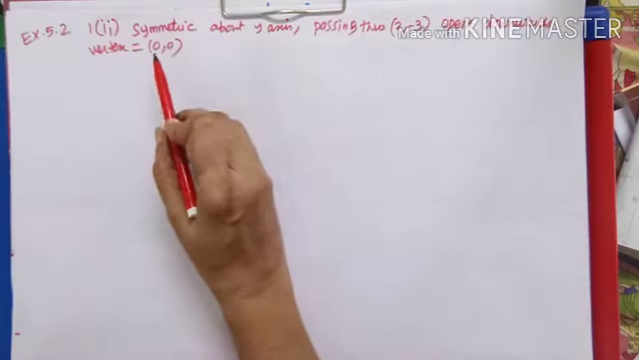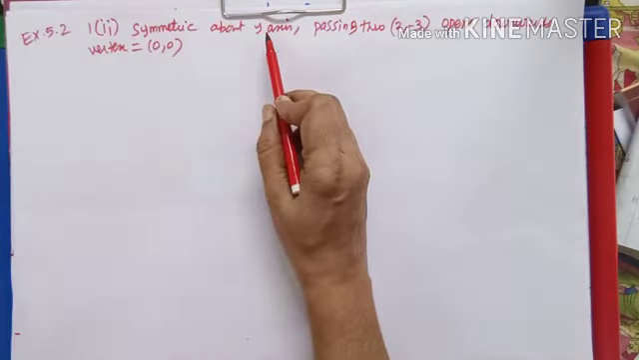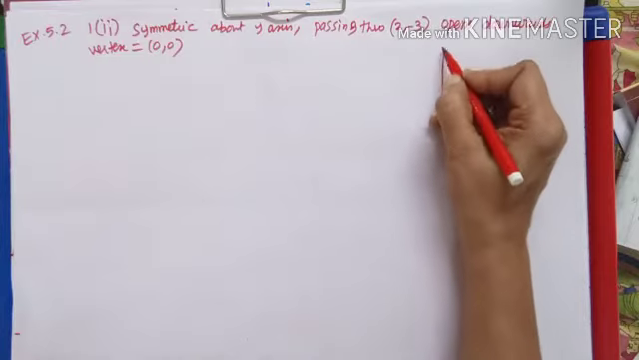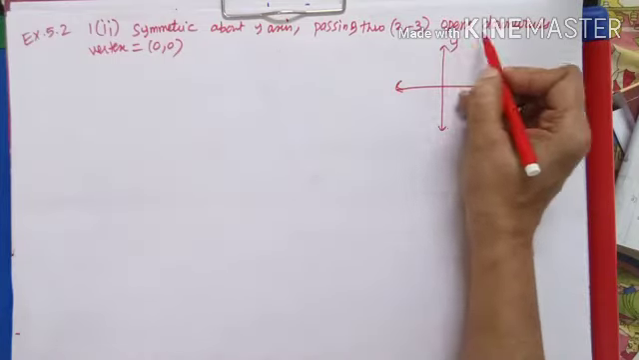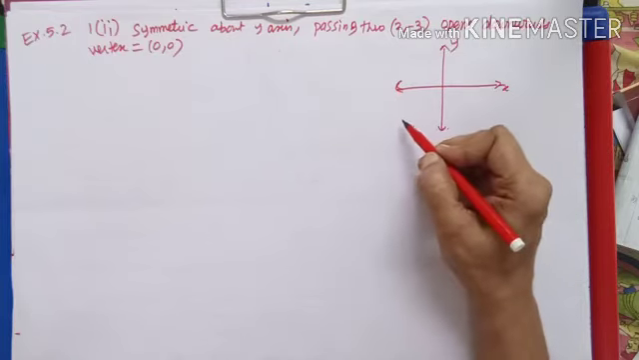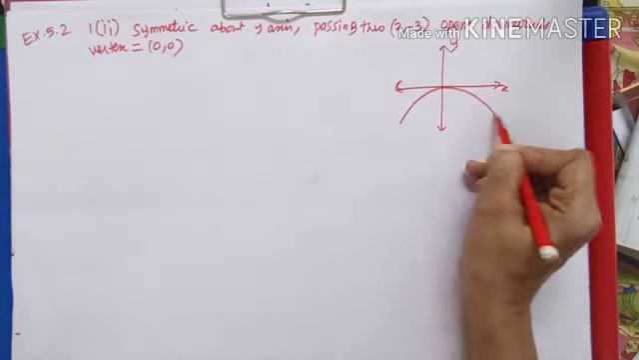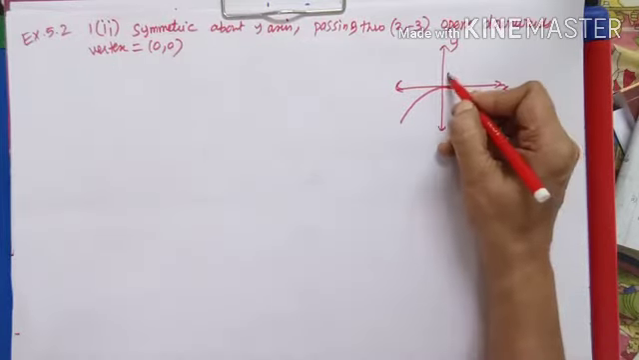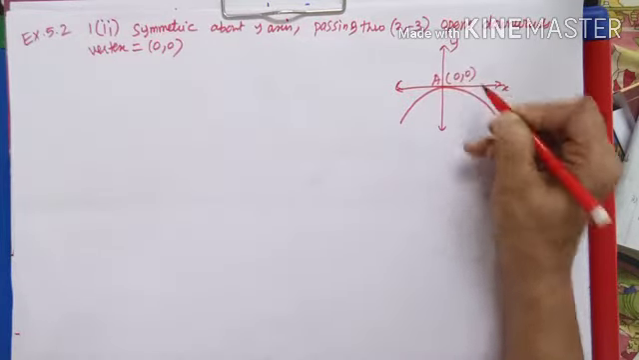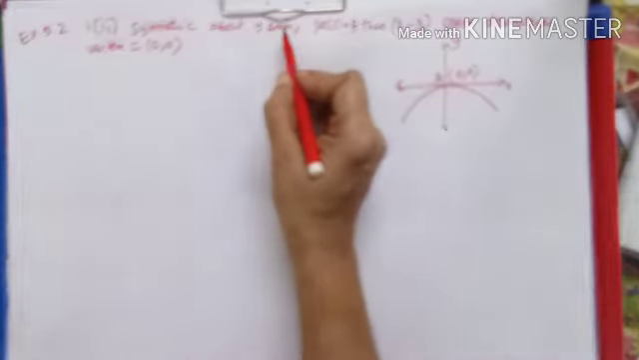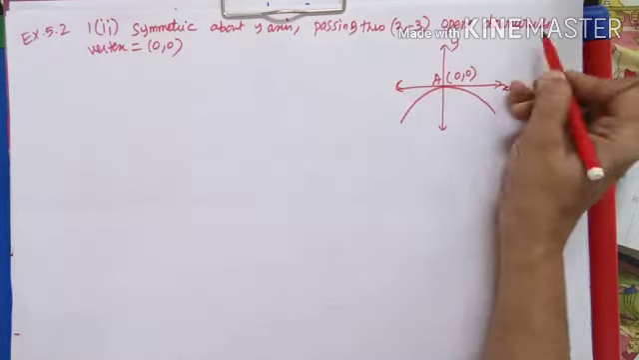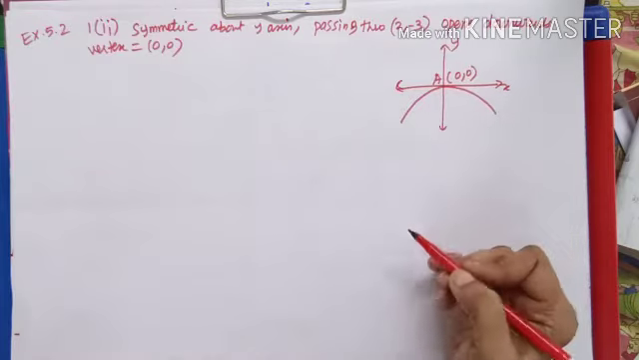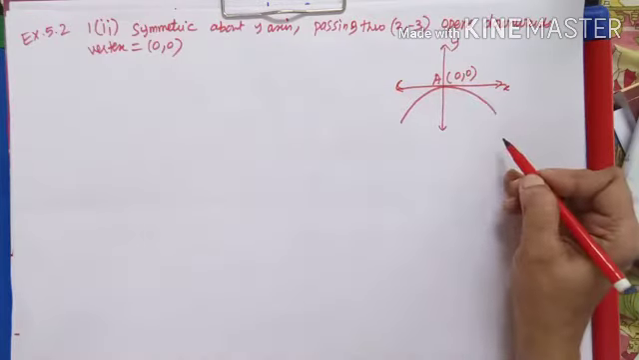Second subsection, symmetric about the y-axis. When I draw the diagram, symmetric about the y-axis tells me it will be either upward or downward. But here it is given that it opens downward. So I will draw the diagram like this because the vertex is (0, 0). Symmetric about the y-axis tells me this is the y-axis, either up or down, but they mention downwards also. Once I know this pattern, what is the downward curve actually?